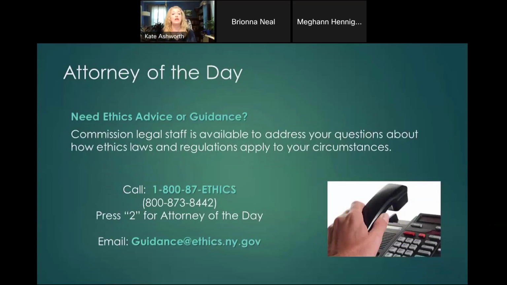Then we move into the attorney of the day. This information was usually provided in the CETC, and again at the end, we do still have an attorney of the day program, but please note the email address for the attorney of the day has changed with our commission change. It used to be legal, now it's guidance. So guidance@ethics.ny.gov is the email address for our attorney of the day program. Our phone number has not changed.